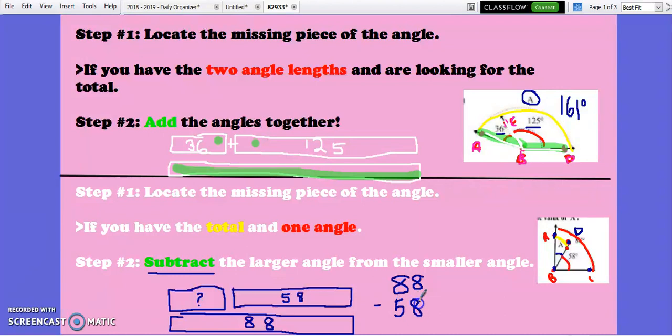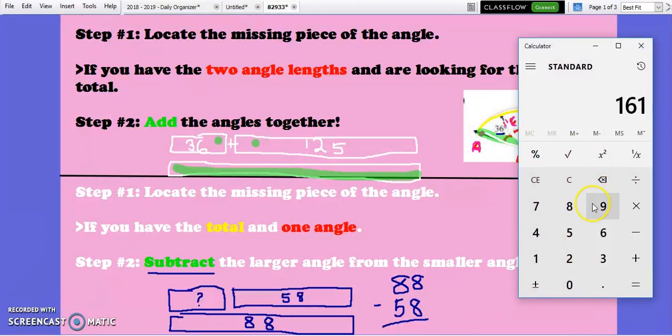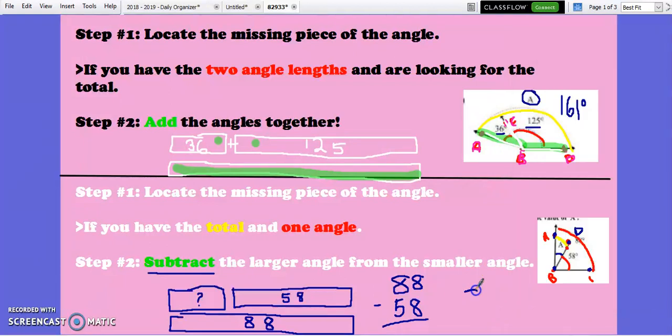And that I do first because it's my larger of the two numbers. And I take away 58. Just to double check, I believe it's 30. And it is 30 degrees. My angle is 30 degrees.